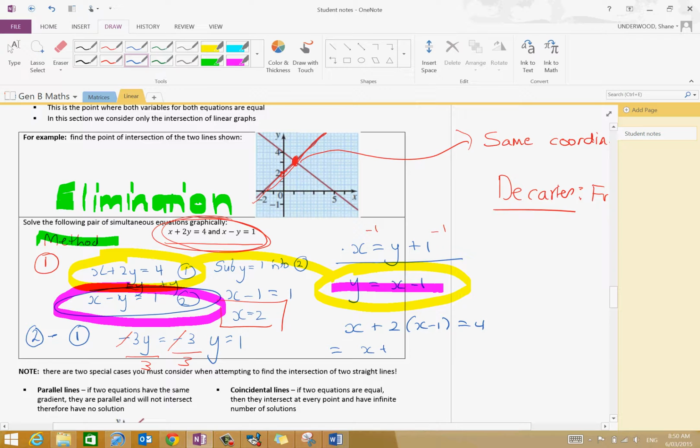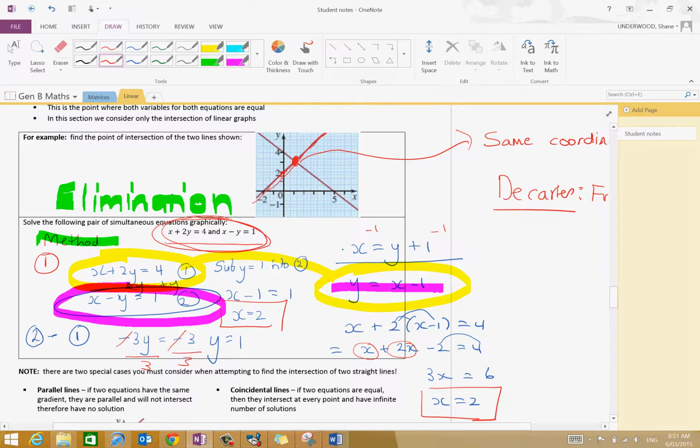We've got x plus 2 times x is 2x. 2 times negative 1 is negative 2, is equal to 4. I'm going to collect like terms. I've got 1 x and I'm adding 2 x's. I've now got 3 x's. And then I'm going to get this 2 over to that side, which means we've got 6. x is equal to 2. Isn't that what we got before? It is. Now I have x equals 2.